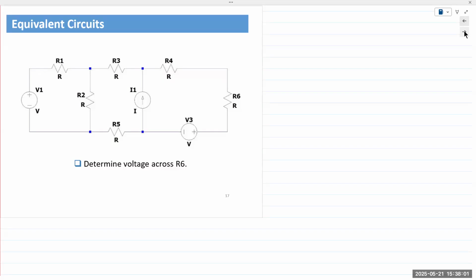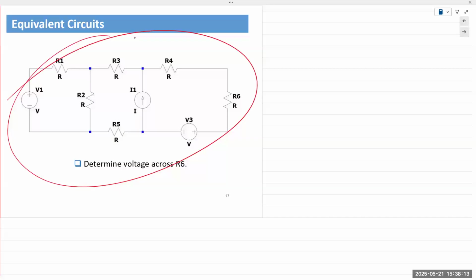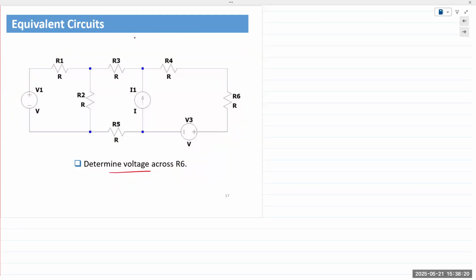For now, I wish to introduce the topic of equivalent circuits. All right. So let's say you have a linear circuit. You don't have to draw this. This is a completely random example that I just drew out. So let's say you are a designer, you have this kind of circuit, and your supervisor, your team has tasked you with determining the voltage across R6, which is this resistor on the far right.